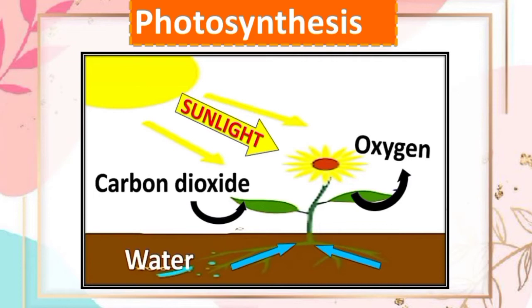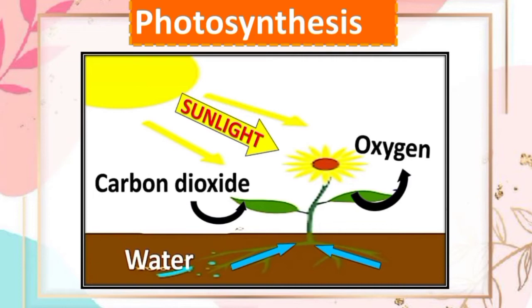Water is absorbed by the roots and carried through the stem to the leaves. Then the second material, light. When light falls on the leaves, it is absorbed by chlorophyll. Another material, carbon dioxide, is taken in through stomata.